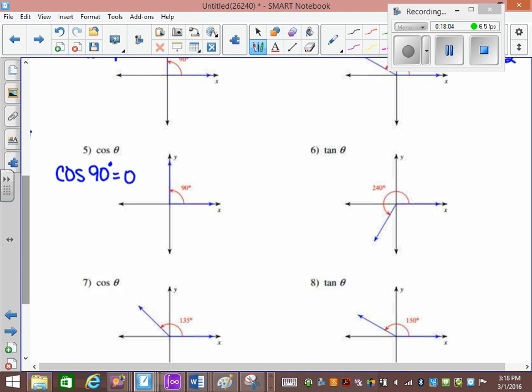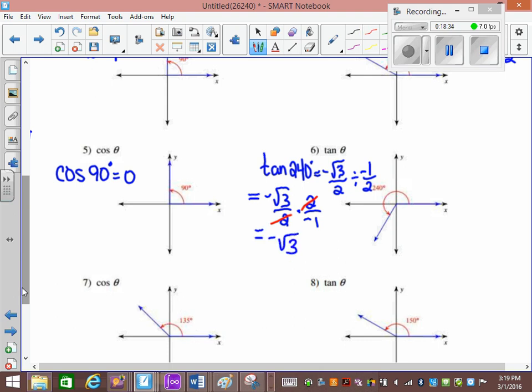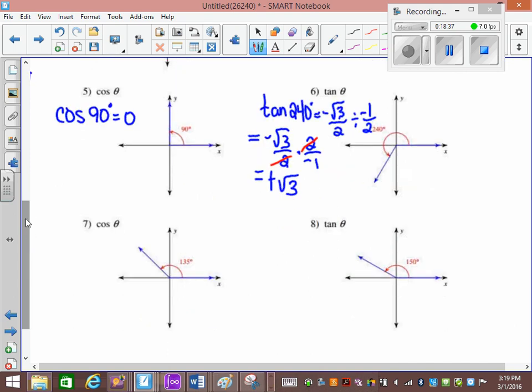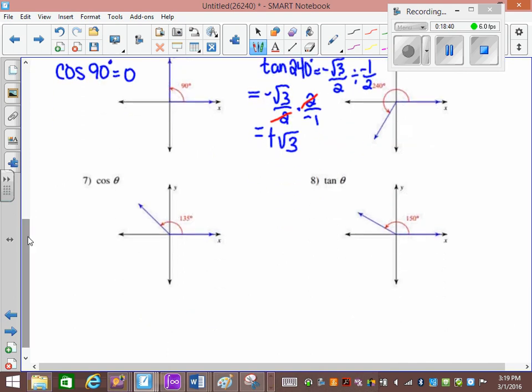Tan of 240 is y divided by x. So y is negative root 3 over 2, and x is negative a half. And the only way we can divide fractions is inverting and multiplying. So negative root 3 over 2 times 2 over negative 1. The 2's cancel, and negative root 3 divided by negative 1 is positive root 3. Sorry. And then cos at 135 is negative root 2 over 2.